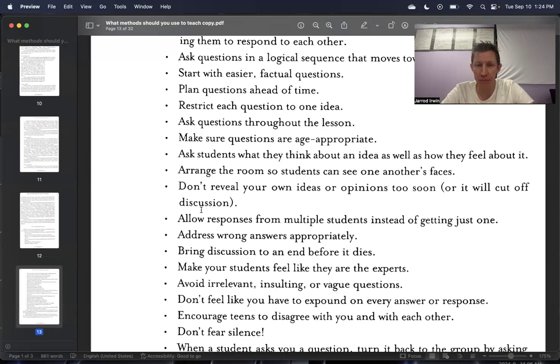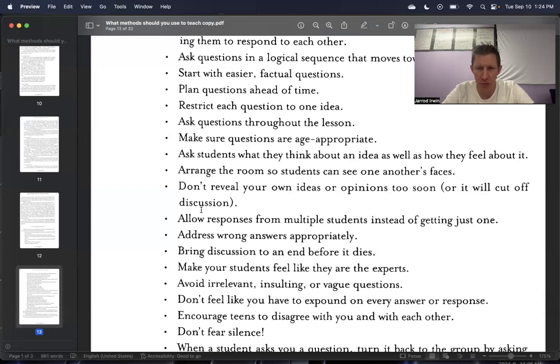Allow responses from multiple students instead of getting just one. So that can be good. Again, it can depend on how much time you have, but usually I try to get multiple people responding. Some I'll make a point to ask everyone to chime in. Others, some questions I don't necessarily try to push for that.